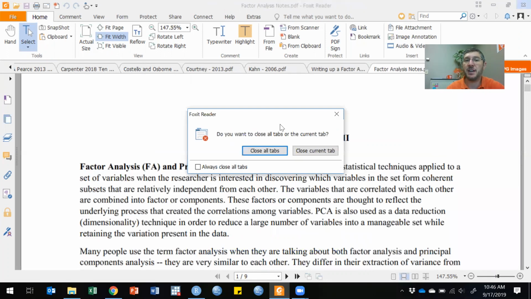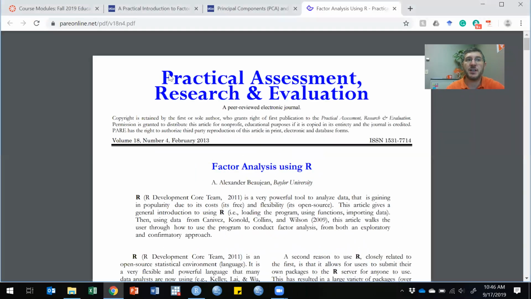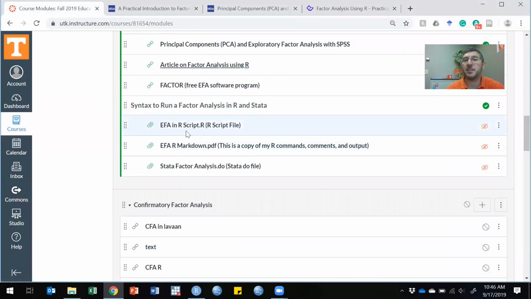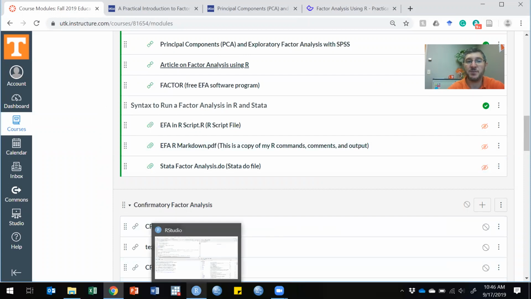On Canvas, you'll also find my R script file in there. There's an R markdown file. That's basically all of my R syntax and then the output all in one file. And then I also gave you a Stata do file to do kind of all the same things if you want to do it in Stata. All the syntax for SPSS is in these UCLA documents, so you have syntax for it as well.